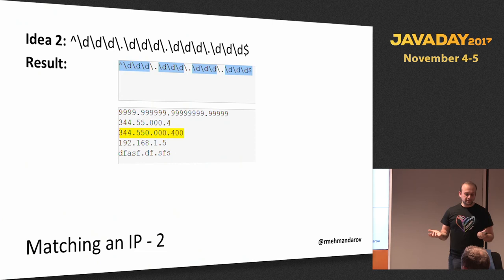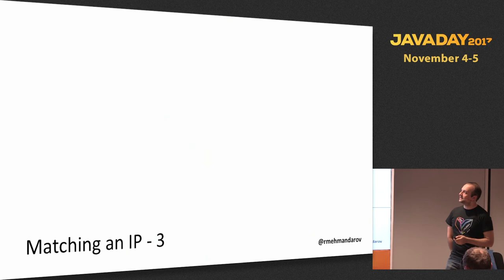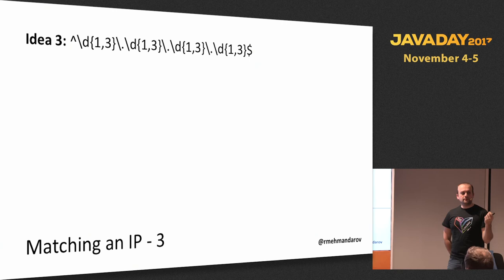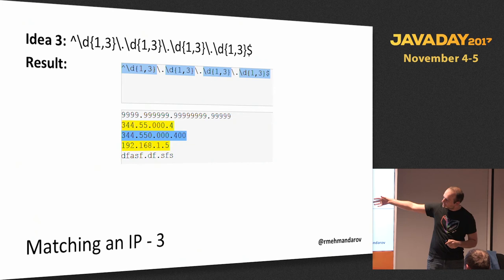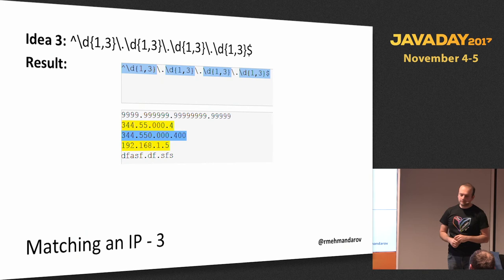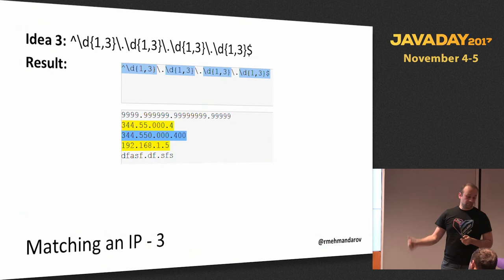Okay, third idea. It should be like at least one or three. We're getting closer, right? That should work. No? Good. Why? Exactly, it ranges, right? So you will get closer. You're matching something that kind of looks like an IP, but we have no logic in there. And then the fourth one, that is actually to match all of them.